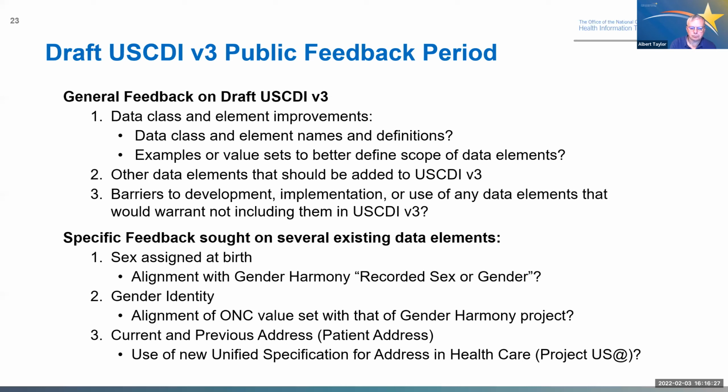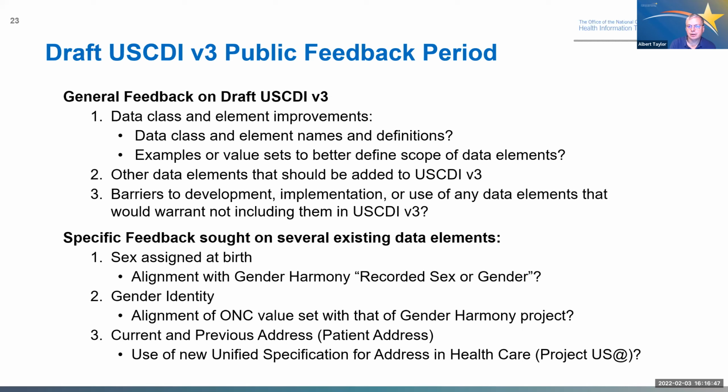Do we have the right value sets? Do we have the right vocabulary standards? Do we have the right data element definitions for these 3 data elements: the sex assigned at birth, gender identity, and current and previous address? Actually 4 data elements. Do we have things right? Should we make changes?